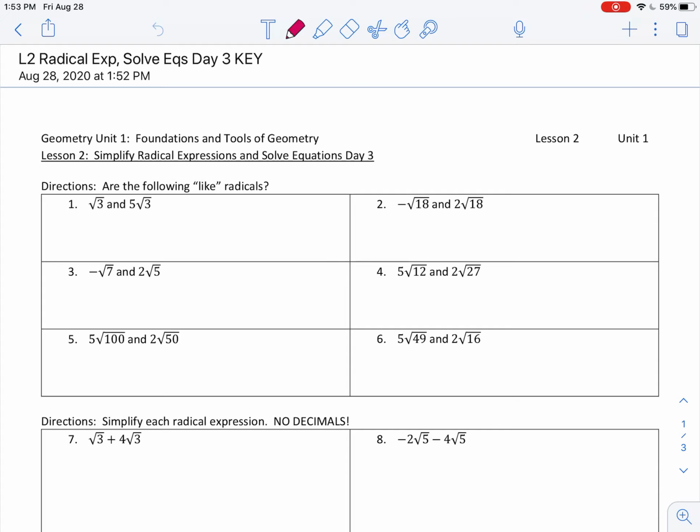All the notes are in the workbook. We're on page 7. So pause the video and get your workbook if you don't have it. We are going to look at question number 1, just wanting to know, are they like radicals?